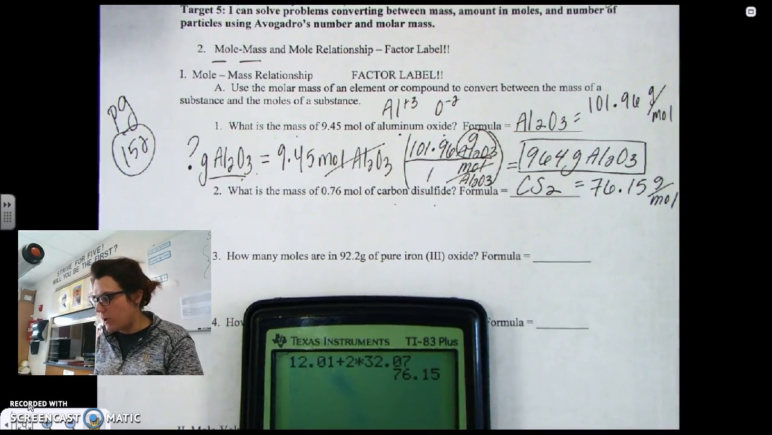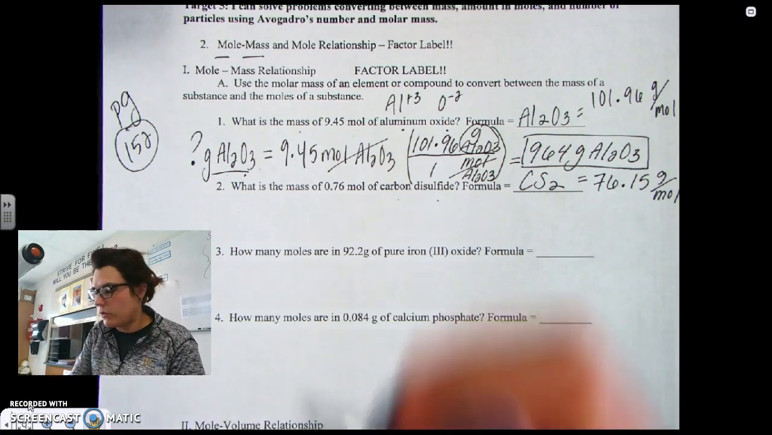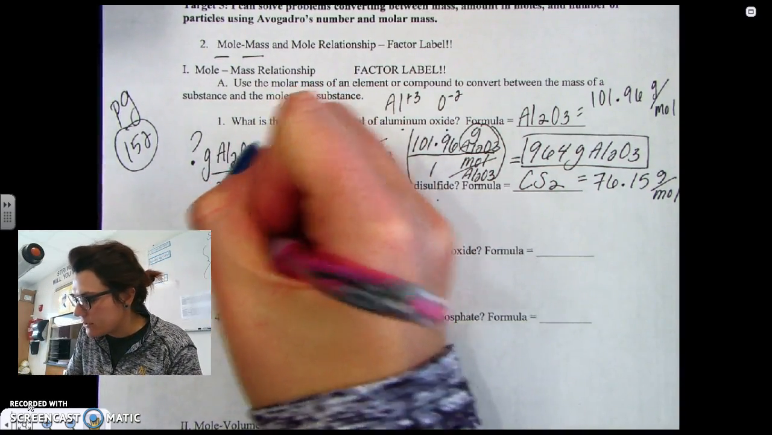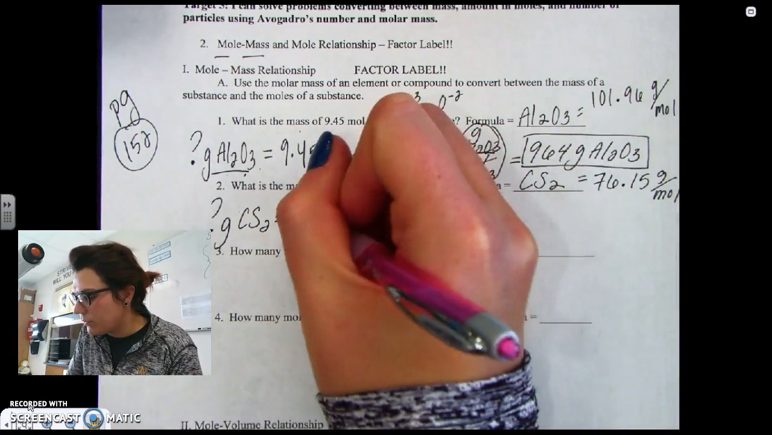All right, so here we go. It says, what is the mass? So question mark, what am I looking for? Question mark grams of carbon disulfide is equal to, what am I given?